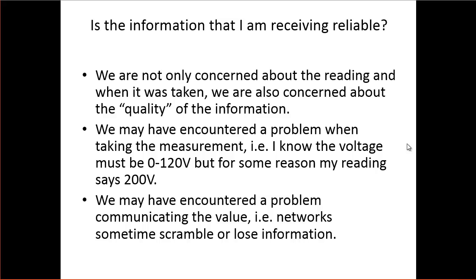If I look at it and it says the range is 0 to 120 volts, and I'm for some reason getting back a reading of 200, then I know there's a problem. And that problem could have been anywhere along the line. The piece of equipment making the measurement could be wrong, or the data could have been garbled, or something might have happened as it was being communicated back to me, or maybe somebody made a configuration error and put the wrong information in the wrong tag. All kinds of stuff like that could have happened.